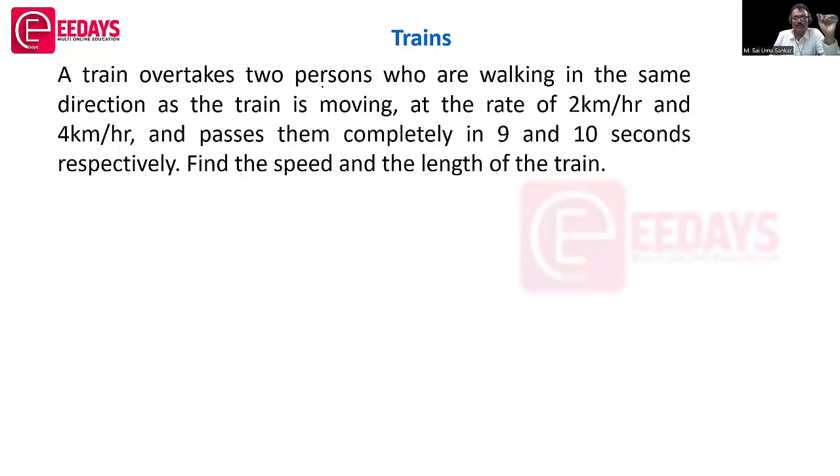A train overtook 2 persons who are walking in the same direction as the train is moving, at the rate of 2 kilometers per hour and 4 kilometers per hour, completely in 9 and 10 seconds respectively. Find the speed and length of the train. Here the persons' speeds are 2 kilometers per hour and 4 kilometers per hour.